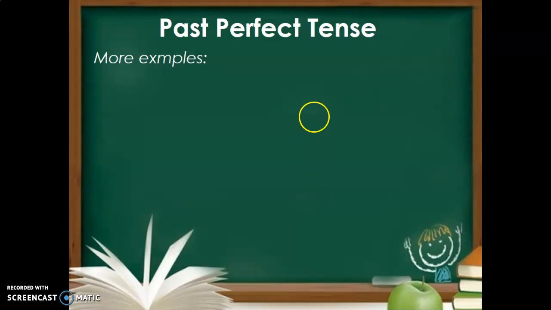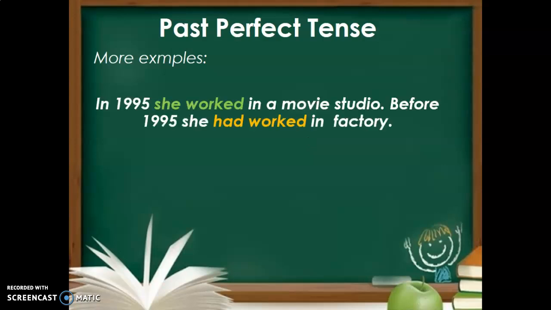Past perfect tense, more examples for you to have a better understanding of this tense. Well, it's very easy to understand because of its name, right? Past perfect tense. So those are actions that happened in the past. And one action happens first, then another action in the past. For example, in 1995, she worked in a movie studio. Before 1995, she had worked in a factory, right? So before 1995, she had worked in a factory. Then she worked in a movie studio.